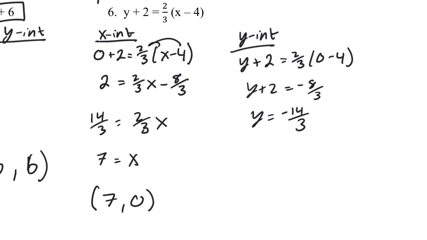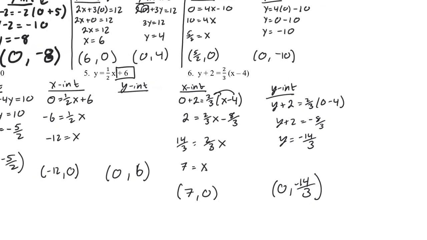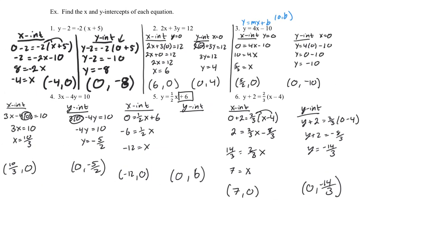So again, just leave it as a fraction. If we wrote this as a decimal, it would be a repeating decimal and we'd have to round, and we'd rather leave it as an exact value. So last step, write it as a coordinate point, 0, negative 14/3. So that there is 6 examples of finding the intercepts, both the intercepts in all 3 forms of an equation of a line.